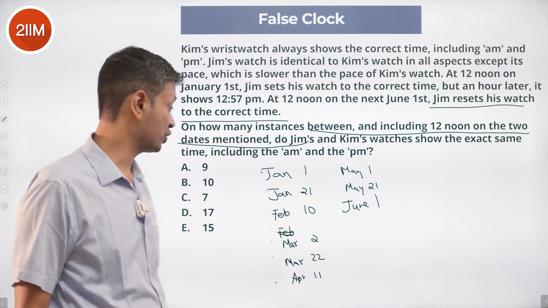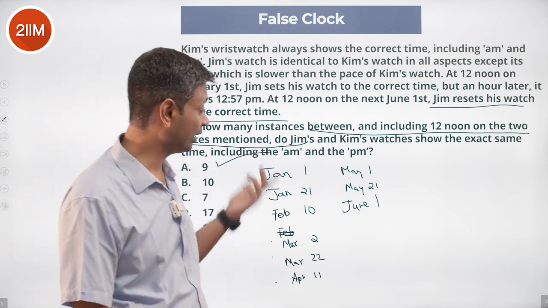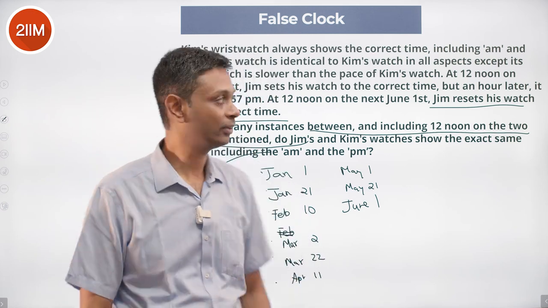So it is 9 occasions where they'll match. 8 occasions naturally, including the first one. The 9th one because he's rewinding again and fixing it. Lovely. Answer is 9. That was a beautiful question.